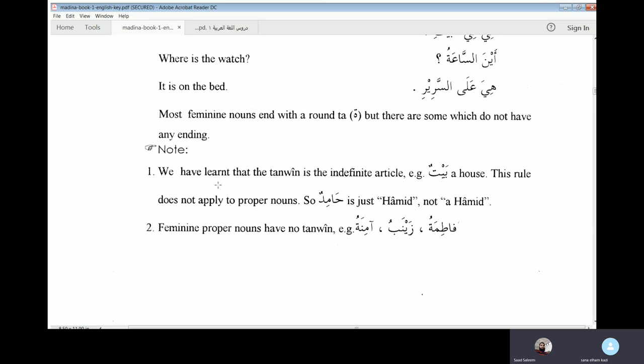Most feminine nouns end with round ta, but there are some which do not have any ending. Note, we have learned that tanween is the indefinite article. Baitun, a house. This rule does not apply to proper nouns. So Hamidun is just Hamid, not a Hamid. So the translation "a Hamid" is wrong. Okay. And feminine proper nouns have no tanween. Aminatu, Zainabu, Fatima too. Good.